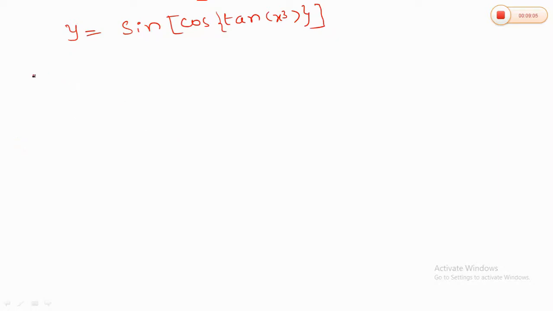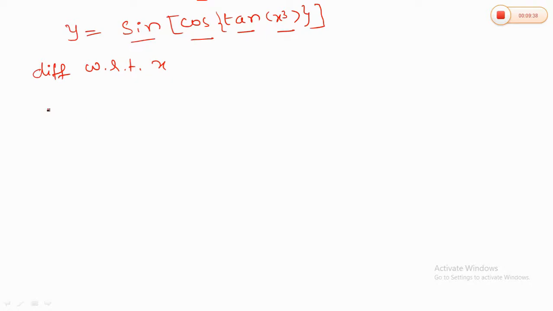So differentiate with respect to x. Observe here, first we have to differentiate sine, after differentiating sine, differentiate cos, after that tan, after that x cube. So there are 4 functions. For sine, keep cos tan x cube as it is. For cos, keep tan x cube as it is. For tan, keep x cube as it is. And finally differentiate x cube.